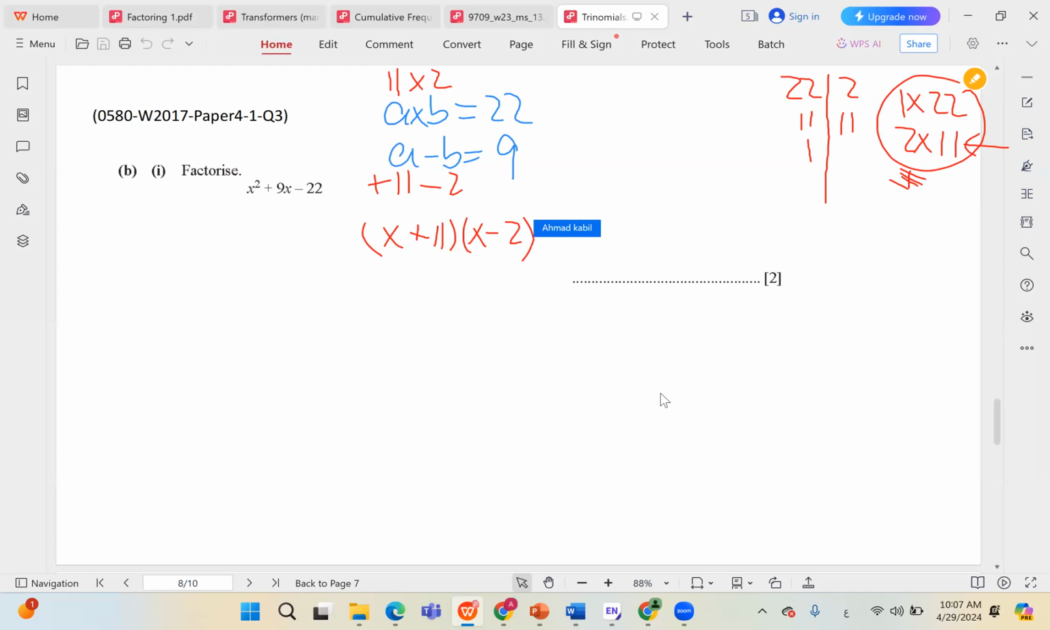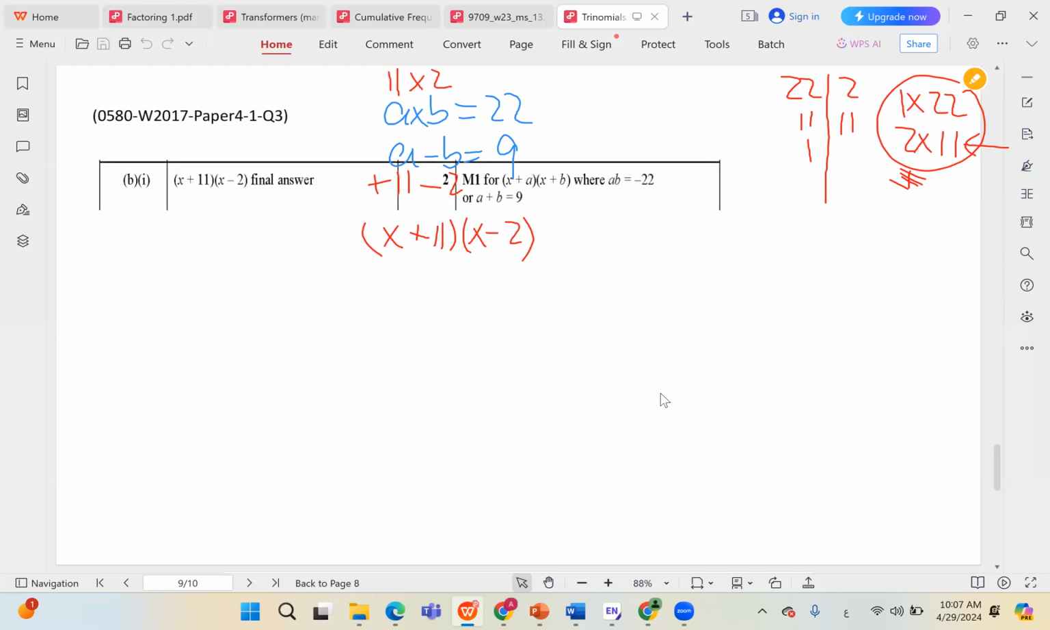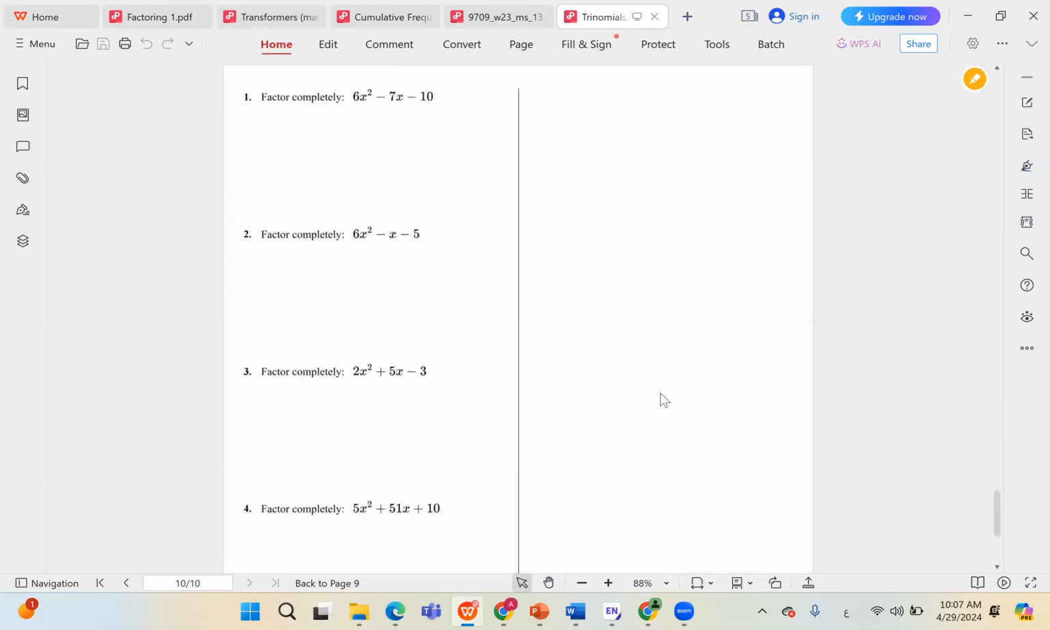And x minus 2, I mean. So x plus 11 and x minus 2, this is the correct answer. Now, the previous questions were past paper questions. However, none of them featured numbers next to the x power 2, but you are required to know how to factorize this case as well. So it's slightly different from what we did before. However, the main concept is the same.